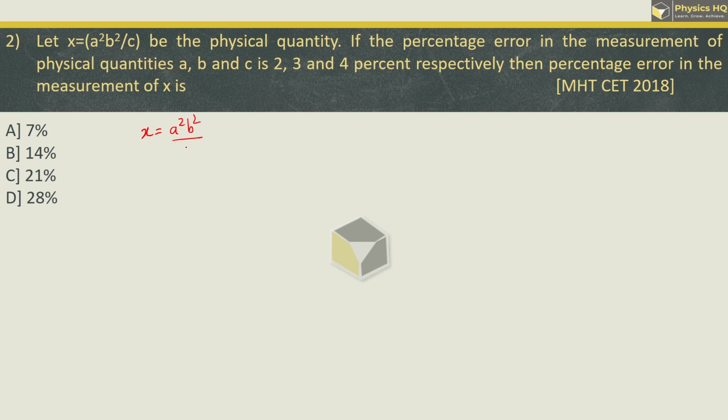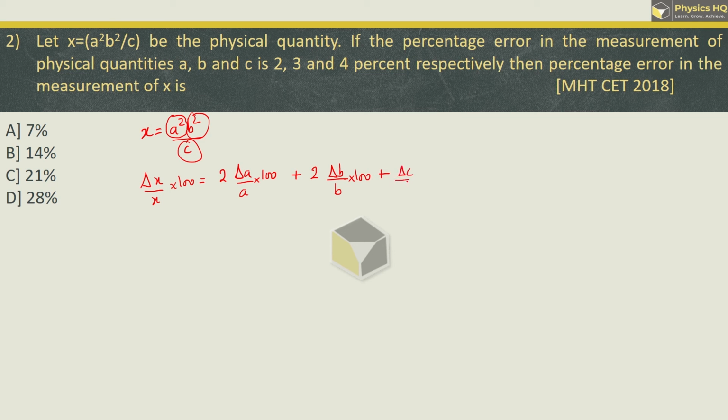What we are given is x is equal to a square b square by c. Then percentage error in x is nothing but percentage error in this quantity. Now यहाँ पे power भी आ रहा है, तो power अगर आपको याद रहेगा तो we need to multiply it. 2 into percentage error of a plus second quantity उसमें भी power 2 है into percentage error in b plus c. Even though it is denominator, यहाँ पे add ही करना है. Please remember this. We have discussed this in the last lecture. अगर नहीं देखा है तो please check it out.